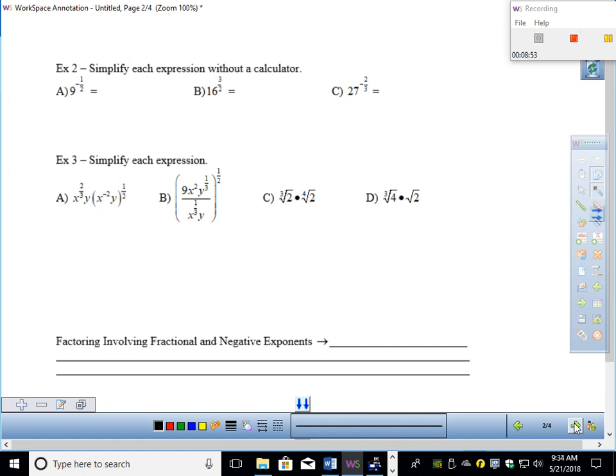All right, example 2, everybody. So simplify each expression without a calculator. So now just being able to see, well, what do these particular expressions mean, and then evaluate them. Well, what number is it actually equivalent to?